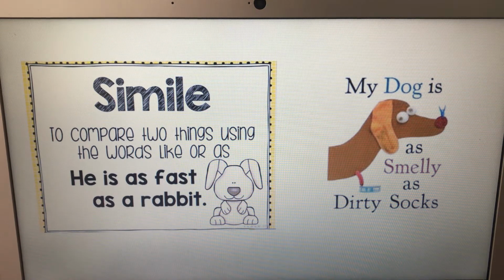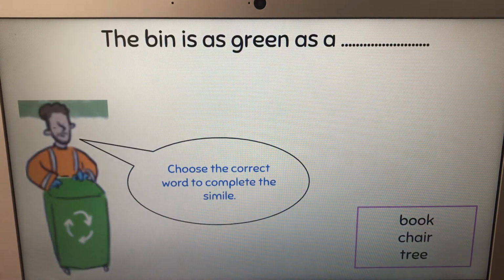Your job is to choose the correct word to complete the simile. So, the bin is as green as a, and you have three options. You need to choose the correct word. The bin is as green as a book. The bin is as green as a chair. The bin is as green as a tree. Which one do you think makes the most sense there?